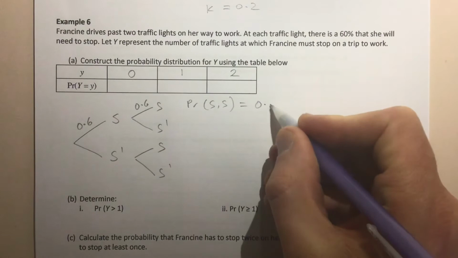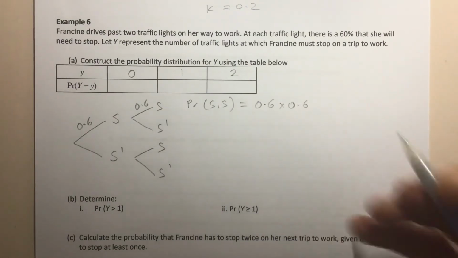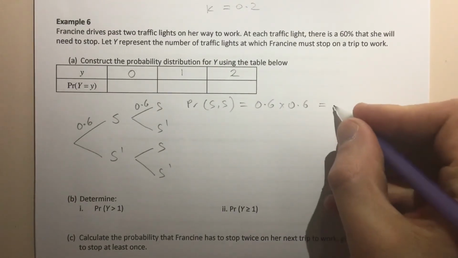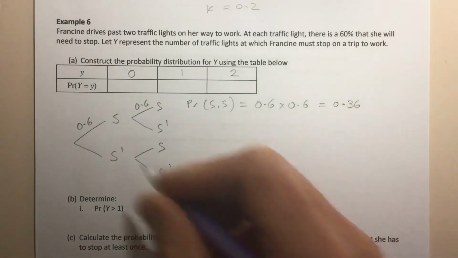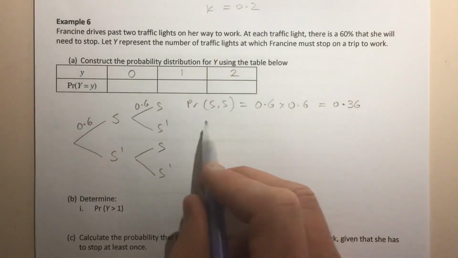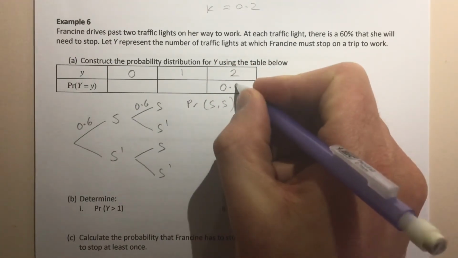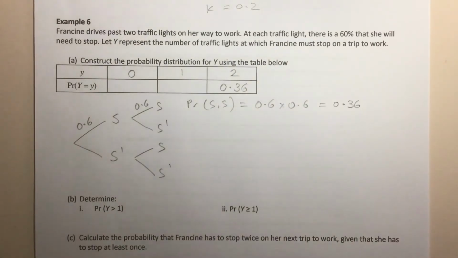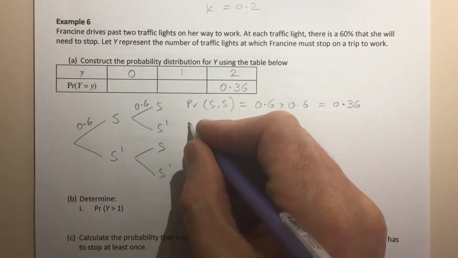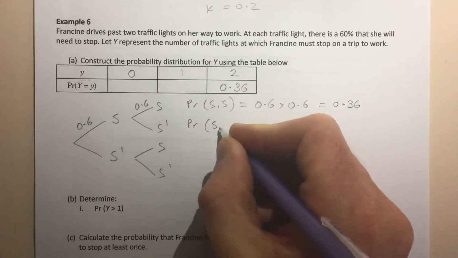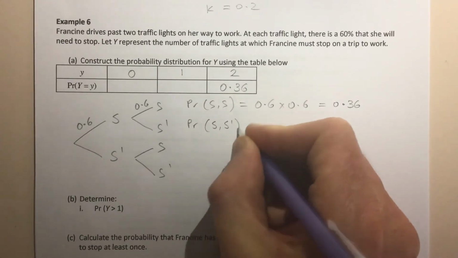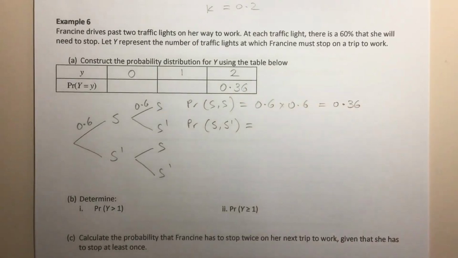So 0.6 times 0.6 equals 0.36. So the probability that she has to stop twice would be 0.36. The probability that she has to stop once, well, that can happen 2 ways. That can be she stops at the first light and not at the second.